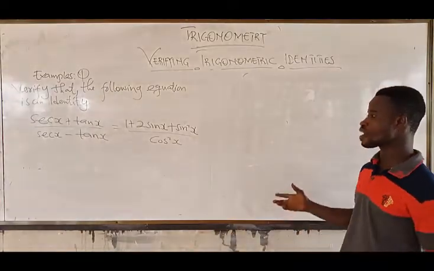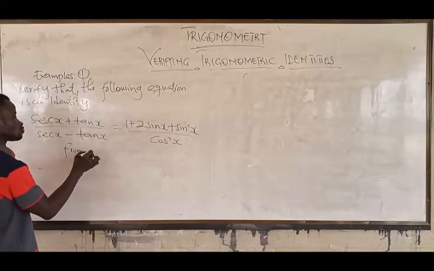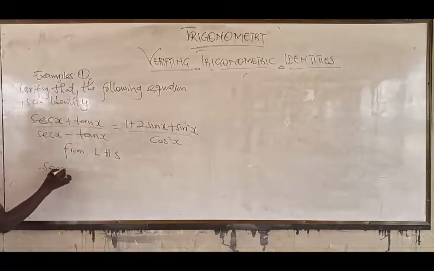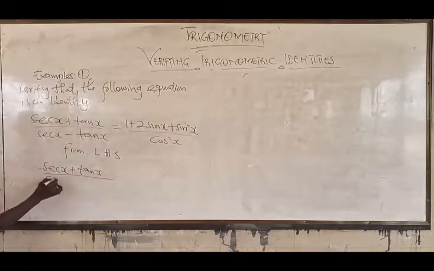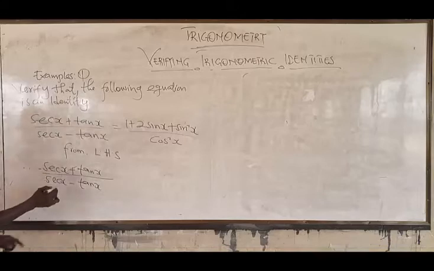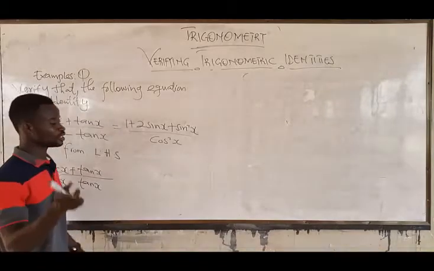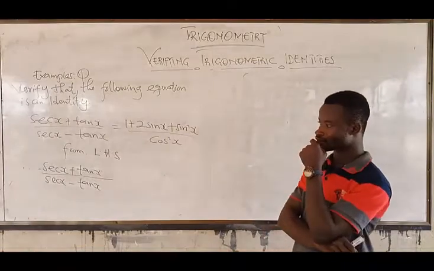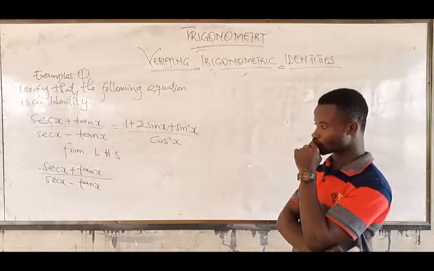Let's first work with the left hand side, which is sec x plus tan x over sec x minus tan x. Please, don't cancel this. Don't go and do anything serious. Here is plus and minus, so it will not cancel out. Very good. So what do we do?